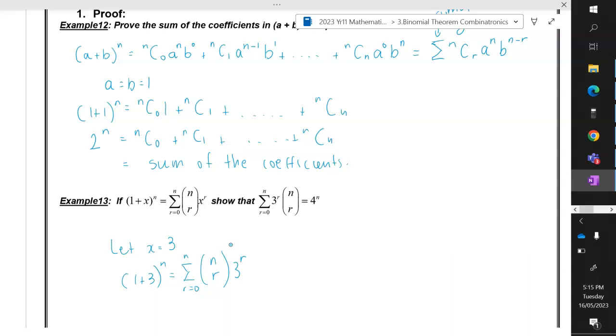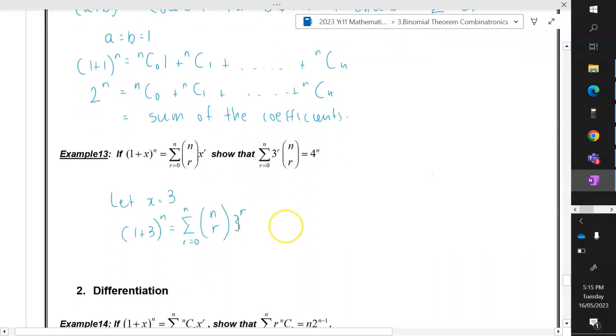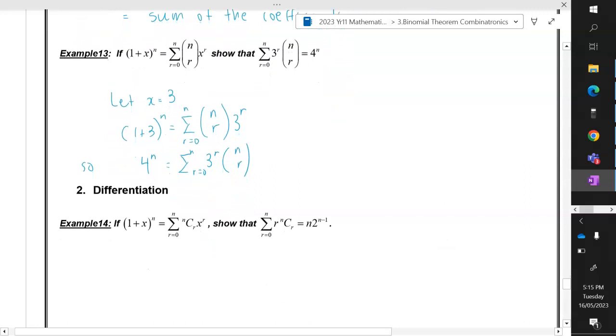And that looks exactly the same as what's up here. It's just the other way around. So let's just neaten it up. All right, so 4 to the n, which I've calculated from 1 plus 3, is the sum from r equals 0 to n of 3 to the r nCr. It's fairly straightforward. Okay, let's have a look at the next one.